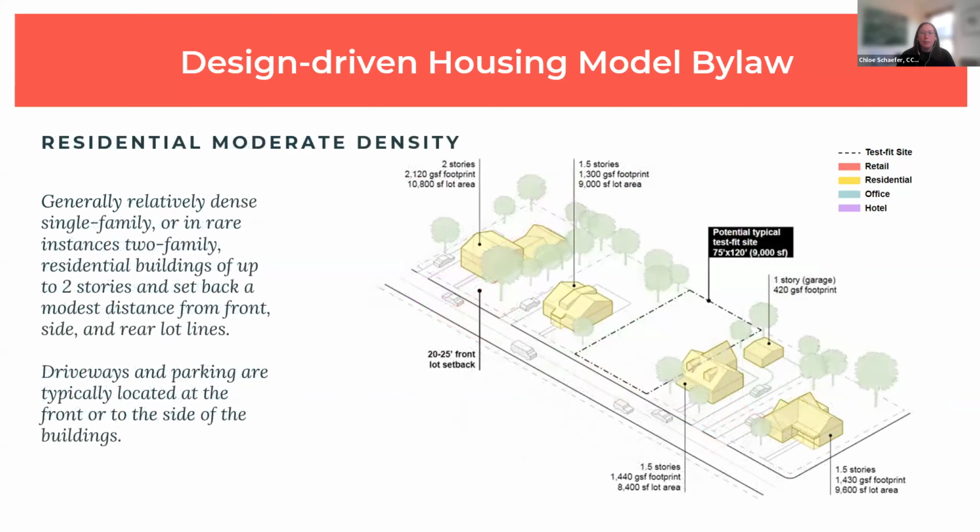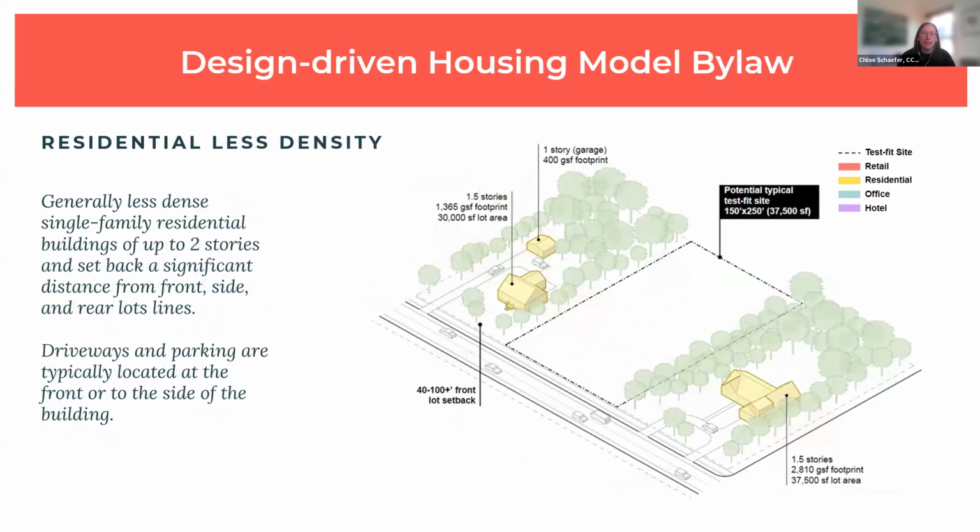And then also some of the more neighborhood scale areas, so the residential moderate density, with smaller lots and smaller houses. And then one for even lesser density, again providing different parameters for those sub-districts for towns to consider. This is a model bylaw, so ideally we put it out there as a starting point for towns, but then they can take it and tailor it to suit the needs of their community.